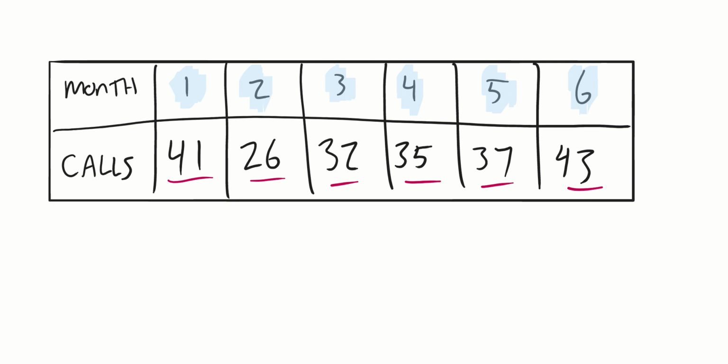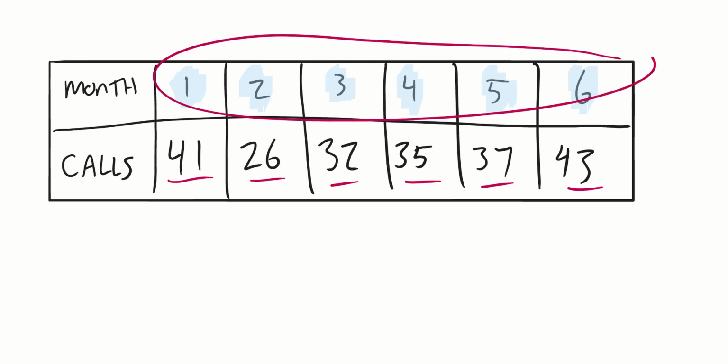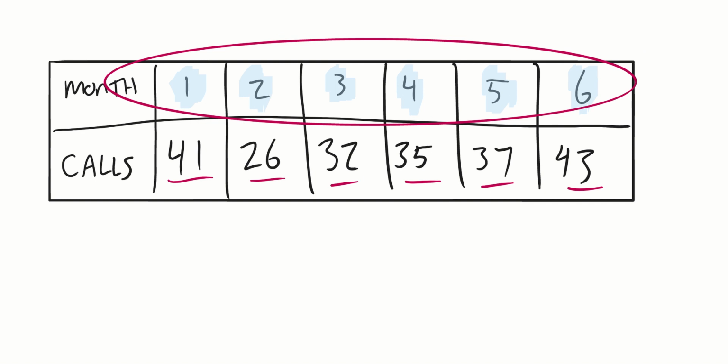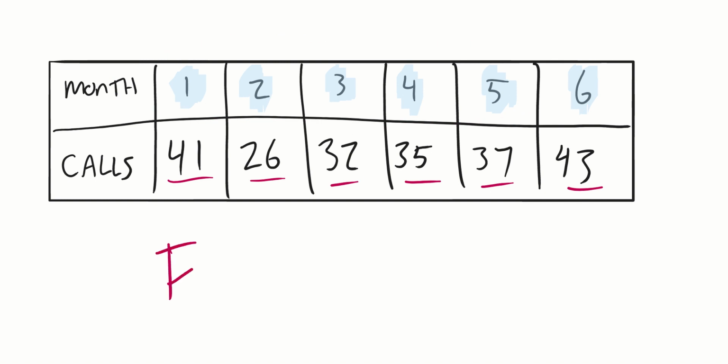Month 1 has a number, month 2 has a number, month 3 has a number, month 4 has a number, month 5 has a number, month 6 has a number. There are no repeating inputs. Because there are no repeating inputs, this is a function.